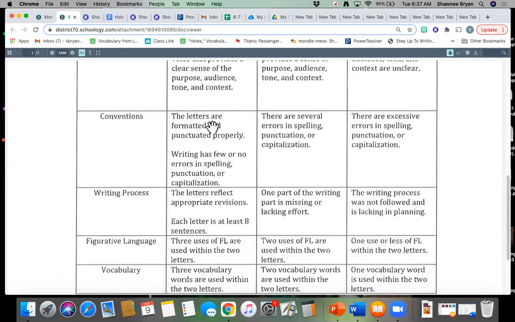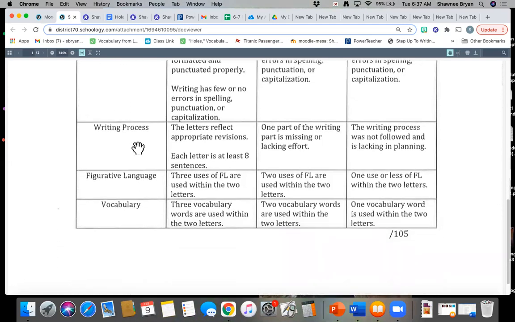Conventions, these are just your CUPS errors: capitalization, usage, punctuation, and spelling. The writing process, the letters reflect appropriate revisions, meaning on Thursday you completed the PQP and the self checklist. And each letter is at least 8 sentences. So that means that you are going to have 2 letters totaling 16 sentences.